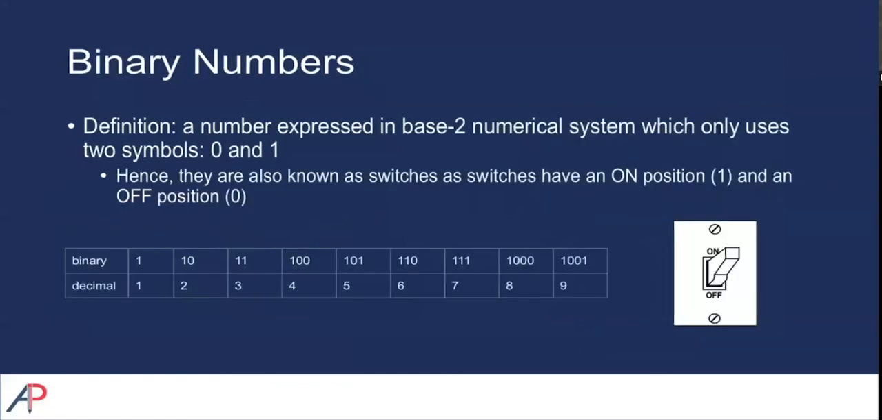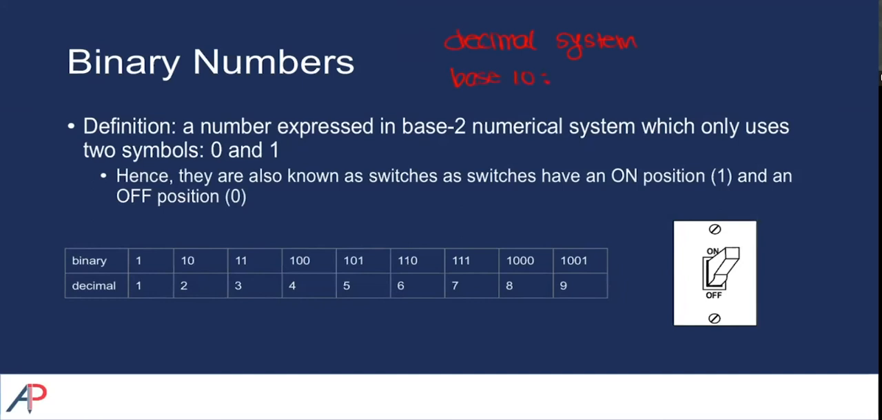So let's talk about what binary numbers are. Binary numbers are numbers expressed in a base 2 numerical system, which only uses 2 symbols, 0 and 1. If you've never heard of binary numbers, this sounds like complete gibberish to you. So let me do my best to explain. Numbers have different systems. We use what we call a decimal system, or base 10.